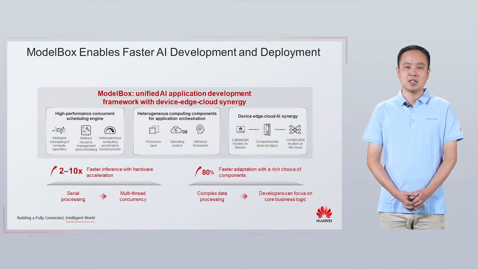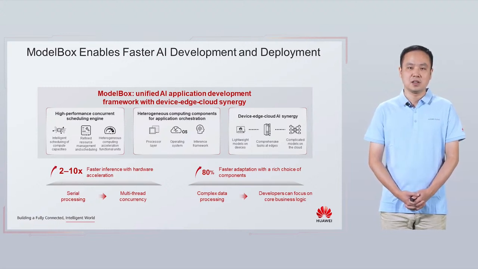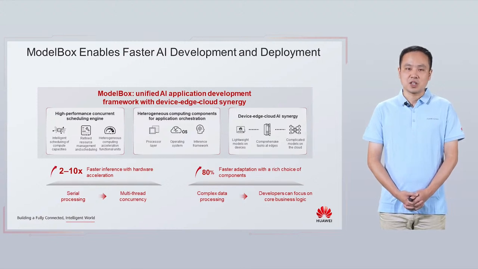To help you quickly develop and deploy AI applications, ModelBox integrates the following three core technologies. First, the high-performance concurrent scheduling engine. This engine employs optimized hardware acceleration units and enables you to perform refined and intelligent data computing and resource management. Second, pre-configured heterogeneous compute components for application orchestration. These components can be used for mainstream processors, most operating systems, and mainstream inference frameworks, shielding the platform differences on devices, edges, and cloud.